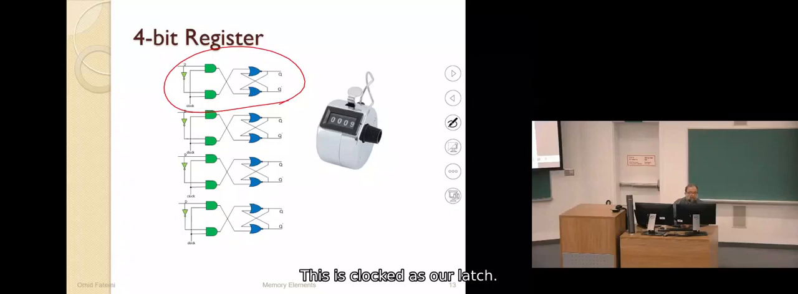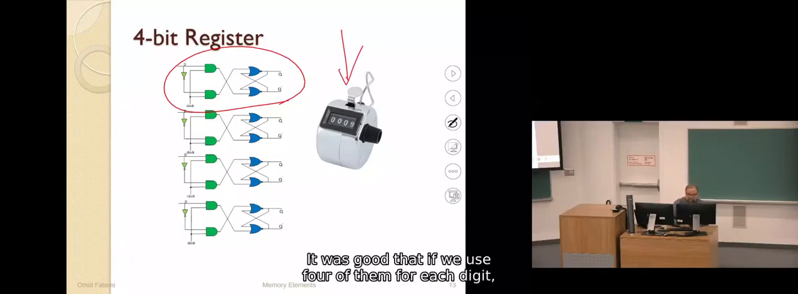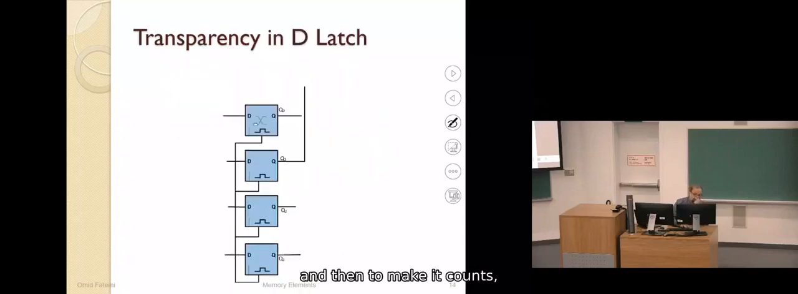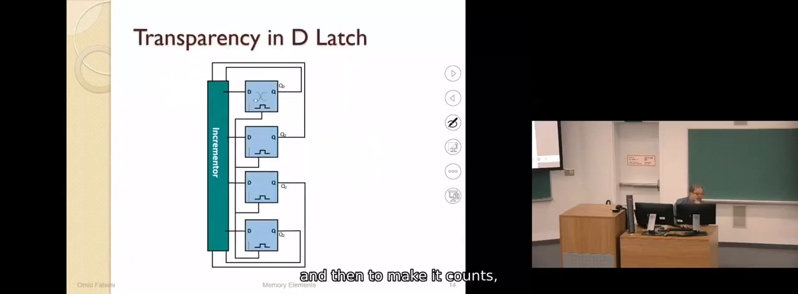So this is the clocked SR latch. Then we talked that we are going to build a counter. For this counter, it was good that we use 4 of them, one for each digit, and then to make it count, we added an incrementer. But there was a problem here. I guess, what was your name? Ben. And Ben mentioned that there is a problem.